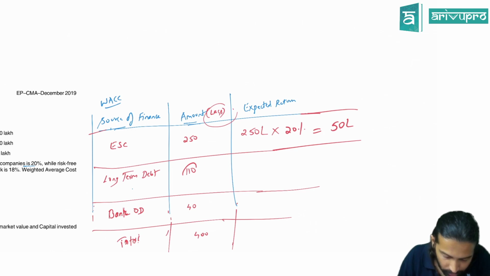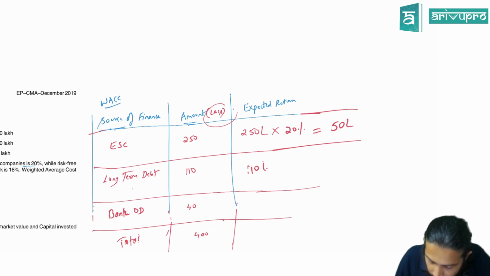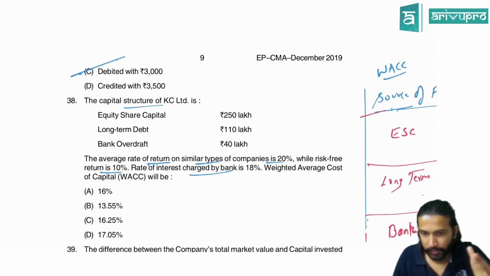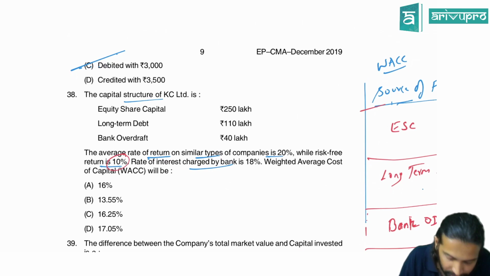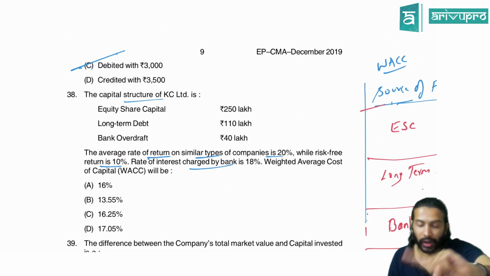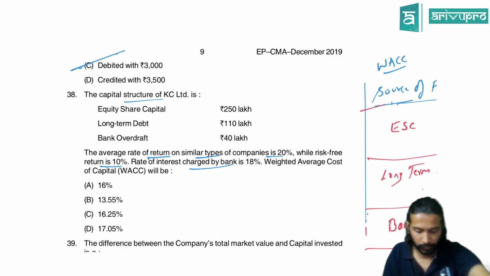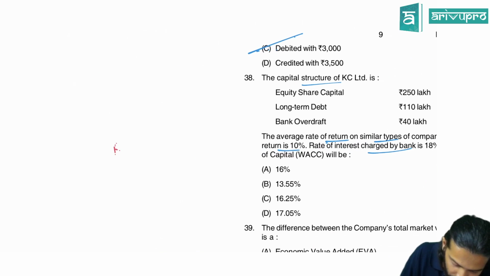Similarly, long-term debt. How much is long-term debt? 110 lakhs. Have they given the return percentage for long-term debt? They have not given it. But they have given a risk-free rate of 10%. Again, I told you I don't agree with the solution of the study material. I had given you the RBI example, remember? I'll just reiterate that to be sure. Maybe I'll write it here.